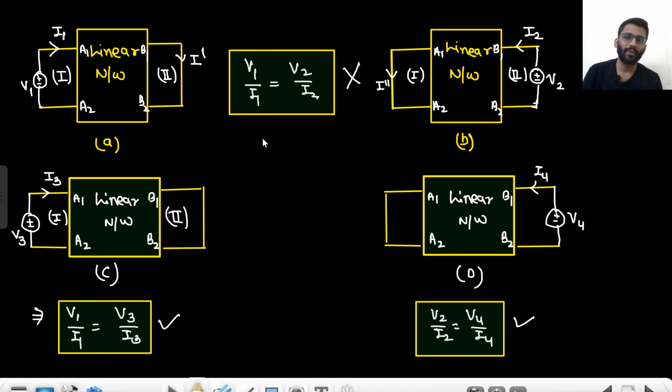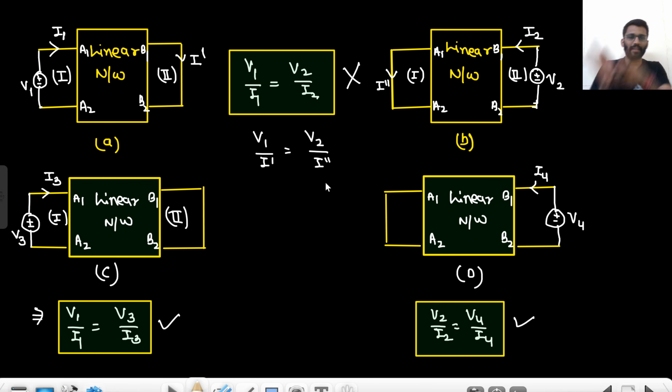So now I am talking about V1 by I dash. It will be equal to V2 by I double dash, because we are talking about two different ports now. The voltage is at port 1 and the current is at port 2. So if I apply voltage at port 2, the current at port 1. Okay, interchanged. Voltage by current.